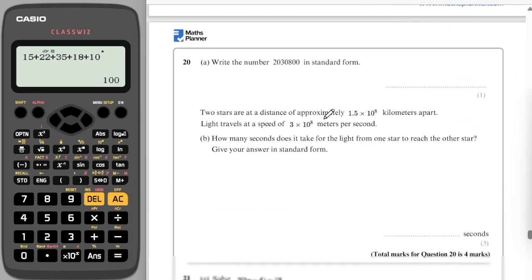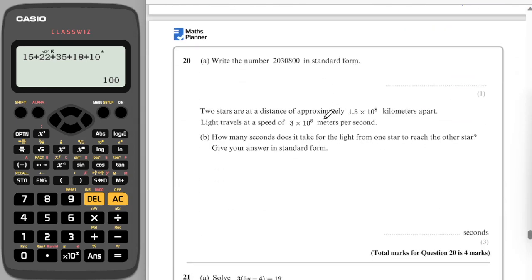Okay, question 20. Write the number 2,030,800 in standard form. So I want to put a decimal somewhere to make it a number between 1 and 10. So 3.0308 times by 10 to the 6, as I've moved it 6 places. So that's it in standard form.